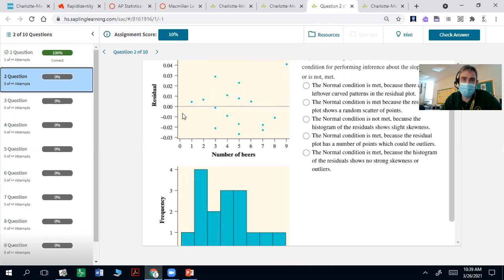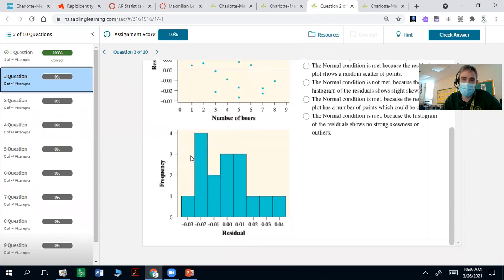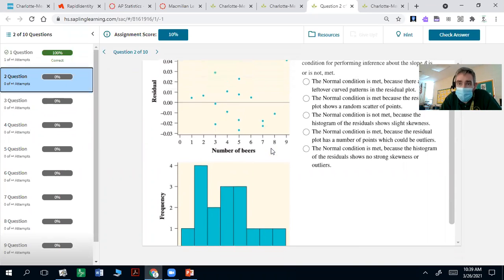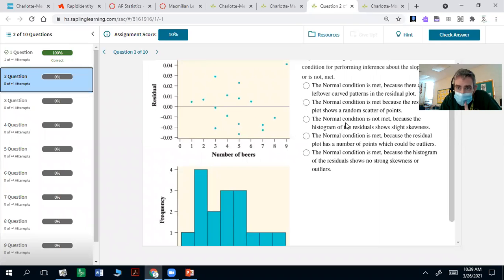Not the residual plot. That's not telling you the normal condition. It's actually the histogram of the residuals. So which one is that? Normal condition meant there are no leftover curved patterns? No, it's not the curved. The leftover curved patterns would be if the residual plot tells you it's linear or not. So that's not the situation. The normal condition is met because the residual plot shows a random scatter? That's again linear, not the normal condition.